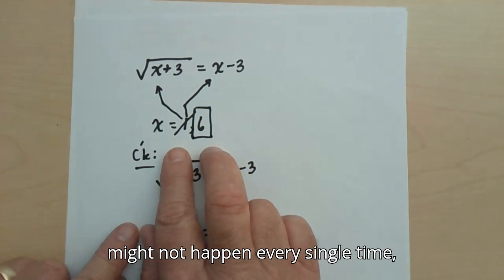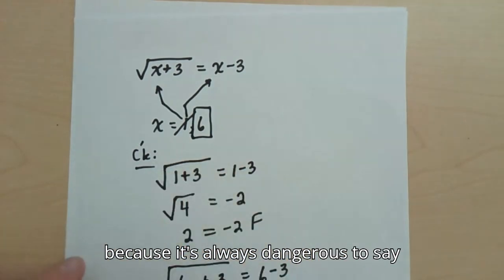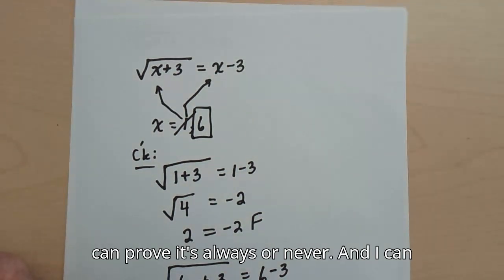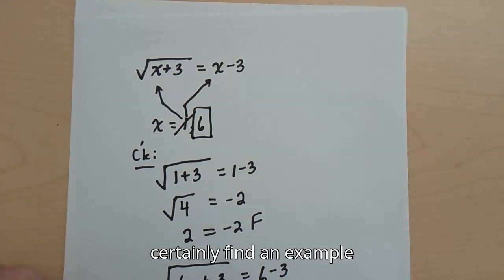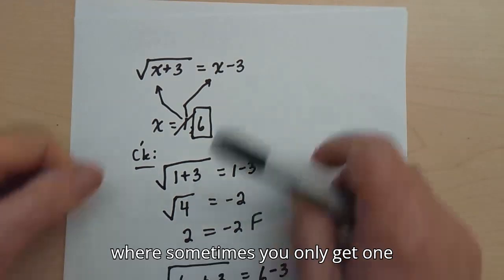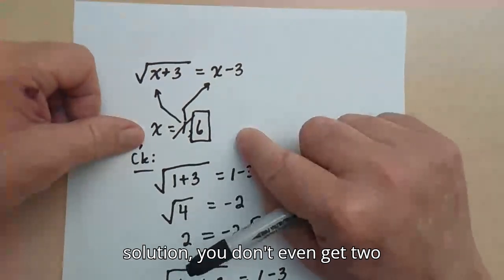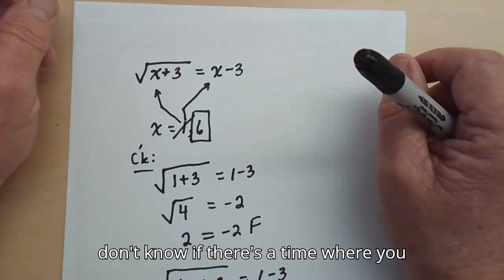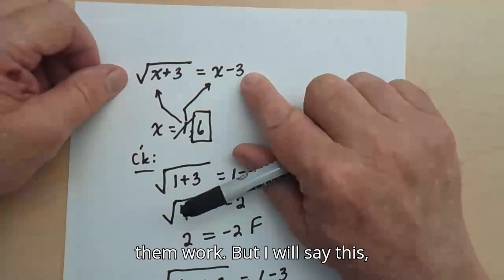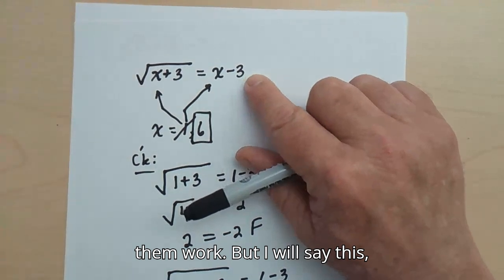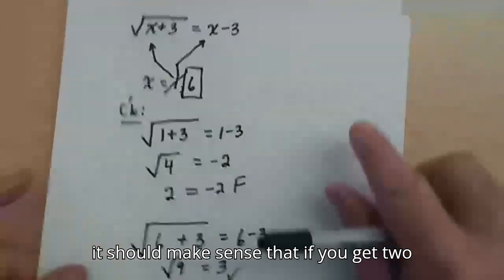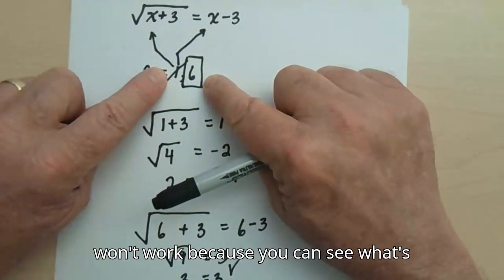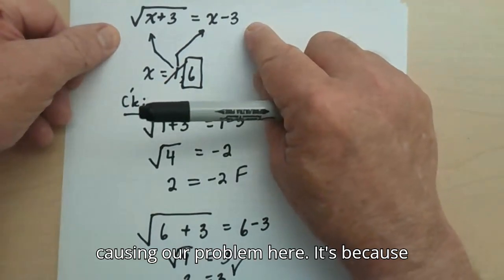I'm going to say that that might not happen every single time, because it's always dangerous to say always or never in math unless you can prove it's always or never. And I can certainly find an example where sometimes you only get one solution, you don't even get 2 solutions. I don't know if there's a time where you get 2 different solutions and both of them work. But I will say this, it should make sense that if you get 2 solutions, one of them probably won't work, because you can see what's causing our problem here.